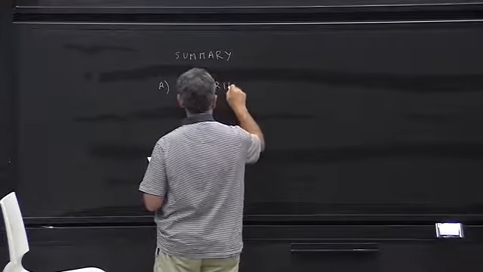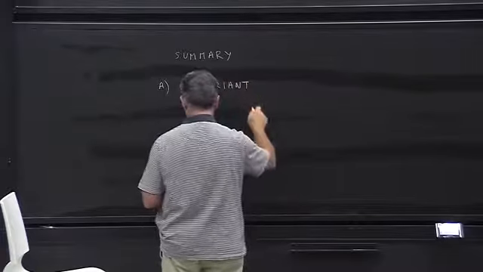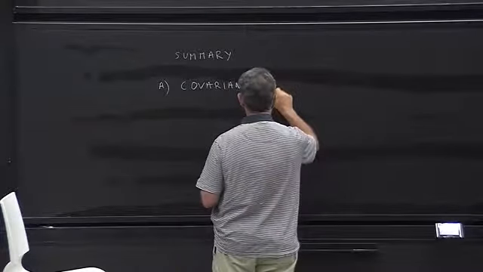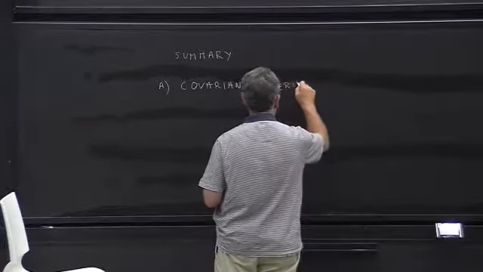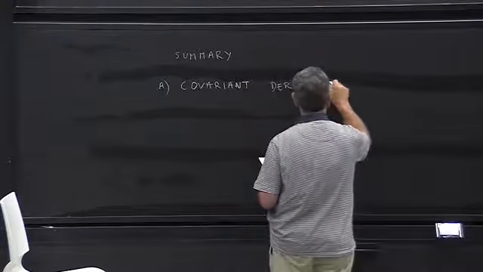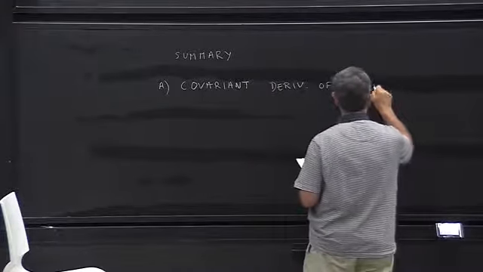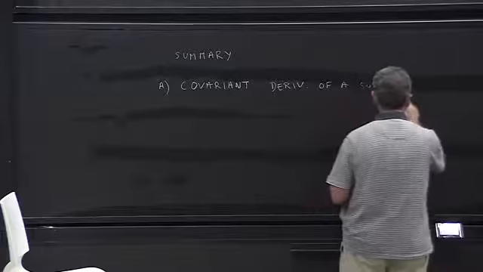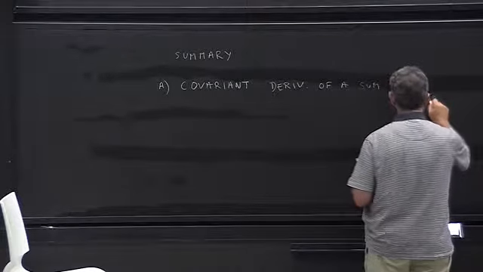Covariant derivative of the sum is the sum of the covariant derivative.